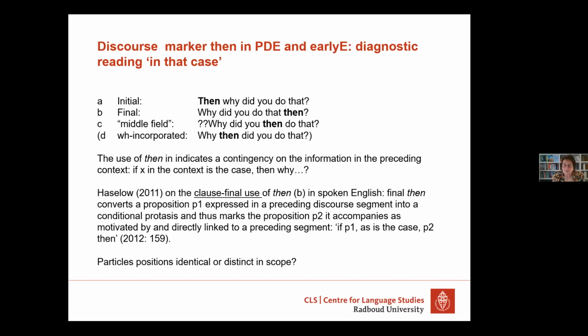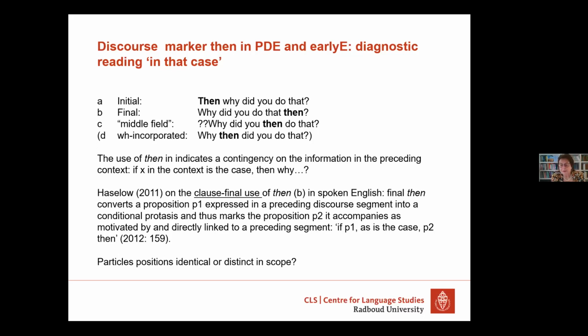Okay, I started looking at these various positions inspired by work by Alexander Haselow on the clause-final use of "then", the B order, in present-day spoken English. He did a very interesting study on that. And he says what that does is convert a proposition P1 expressed in a preceding discourse segment into a conditional protasis, and thus marks the proposition P2 it accompanies as motivated by and directly linked to a preceding segment. So: if P1, as is the case, P2 then.